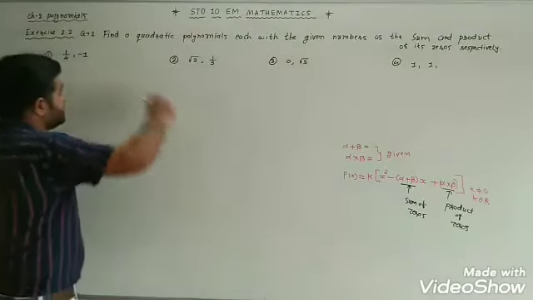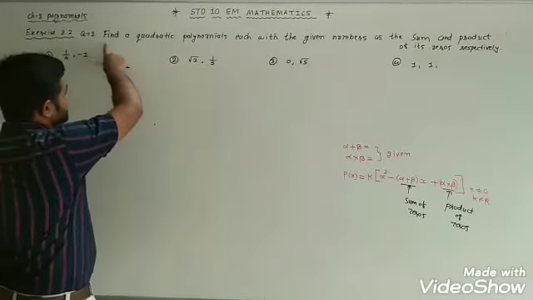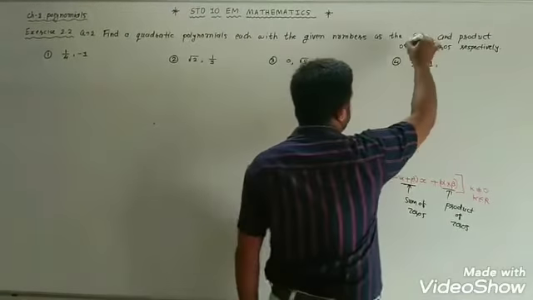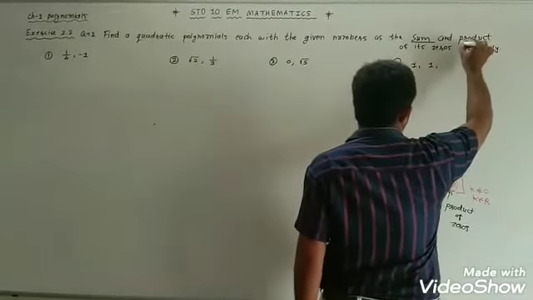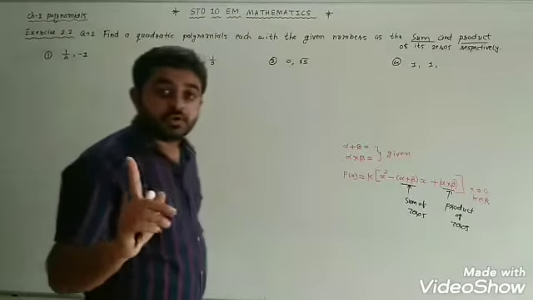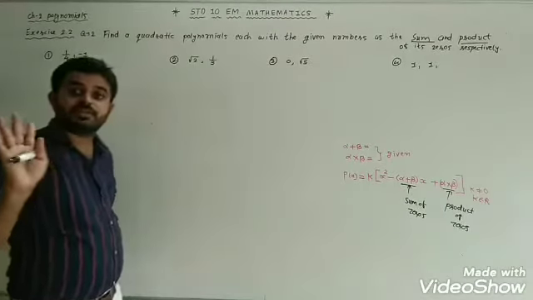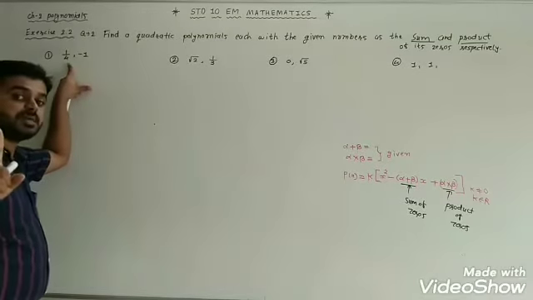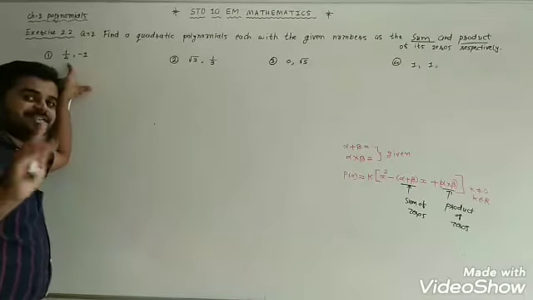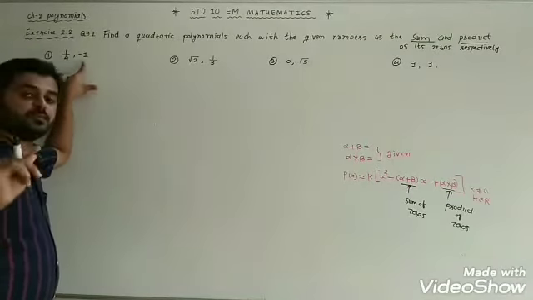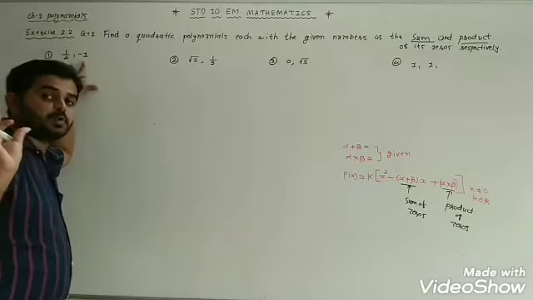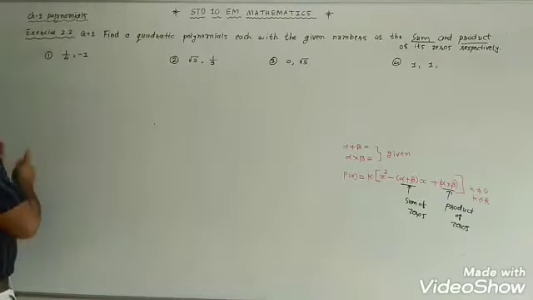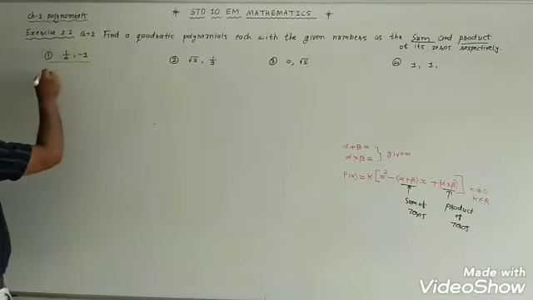Now the first question. The instruction in question number two is: find a quadratic polynomial each with the given number as the sum and product of its zeros, respectively. Here 1 by 4 is the sum of zeros, and minus 1 is the product of zeros. Now we have to find the quadratic polynomial. This is the first question given.